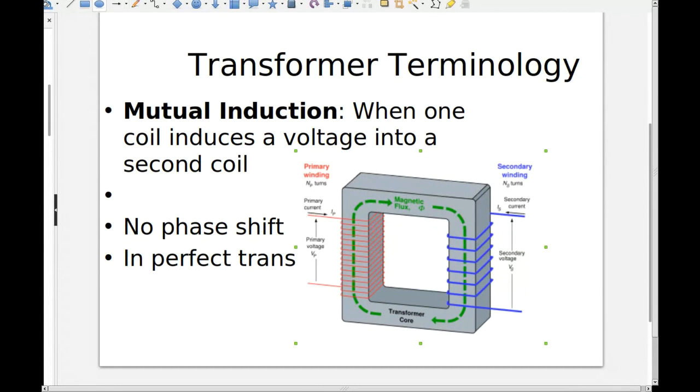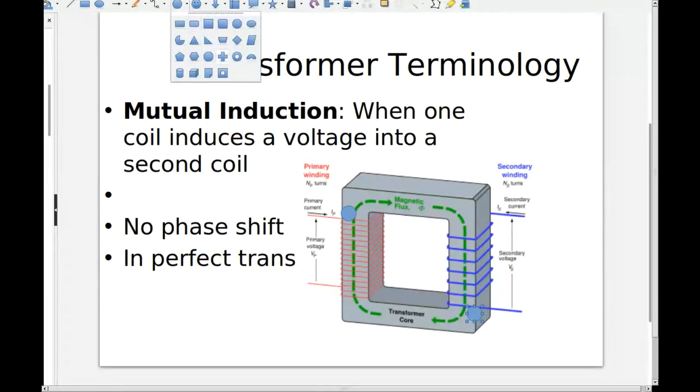Another thing to make note of is they use something called the dot notation. What they do is put a dot on the transformer on the primary and on the secondary side. And what that dot does is tell you whether it's a plus or a minus. It's supposed to look like a plus here.